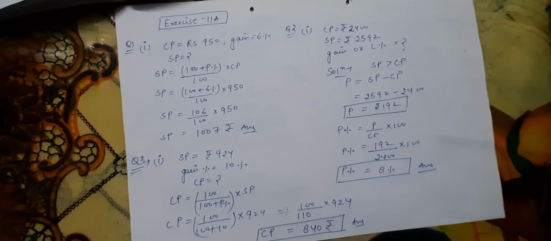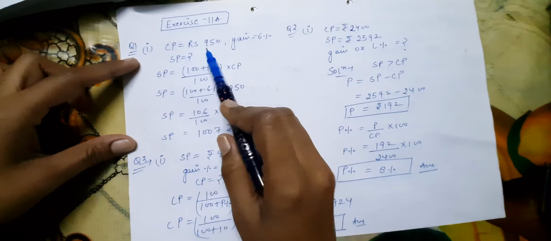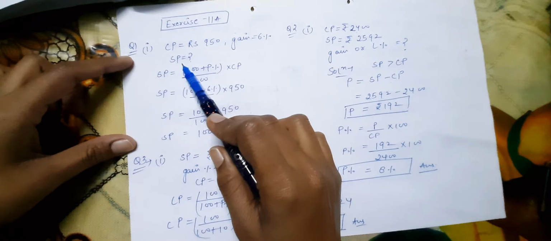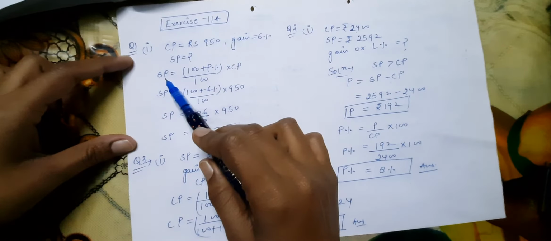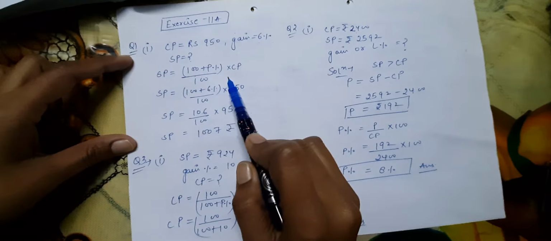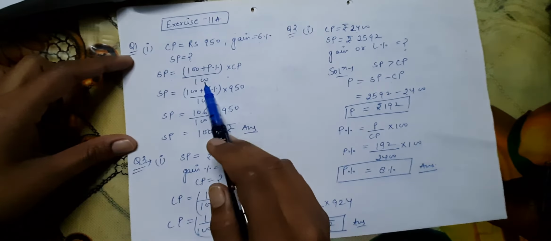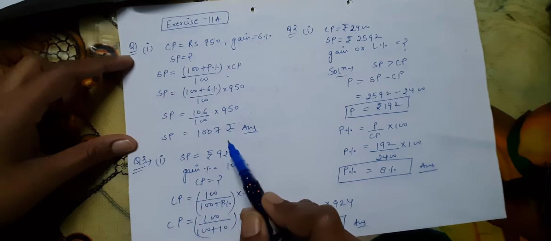Now I am discussing your exercise 11A, and in that I am discussing question number 1, first part. In this first part, you have been given that the cost price is rupees 950, gain is 6%, and you have to calculate the selling price. In order to calculate the selling price, you will apply the formula. You are given the profit percent, so you will apply this formula, which I have mentioned earlier: selling price is equal to 100 plus profit percent upon 100 into cost price. Now you need to put the values in this formula and you will get the required answer.